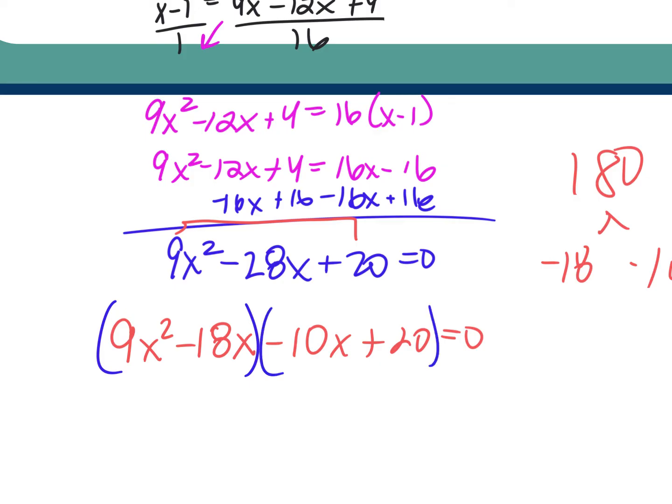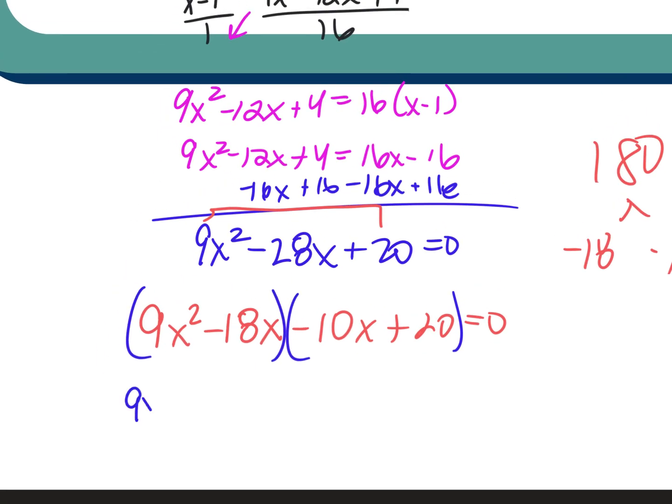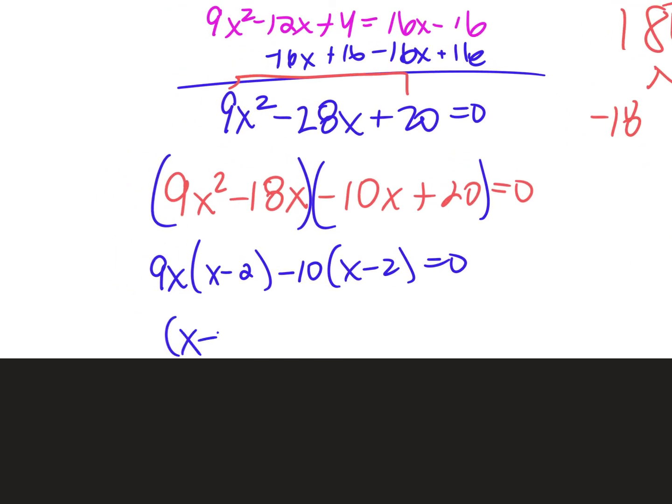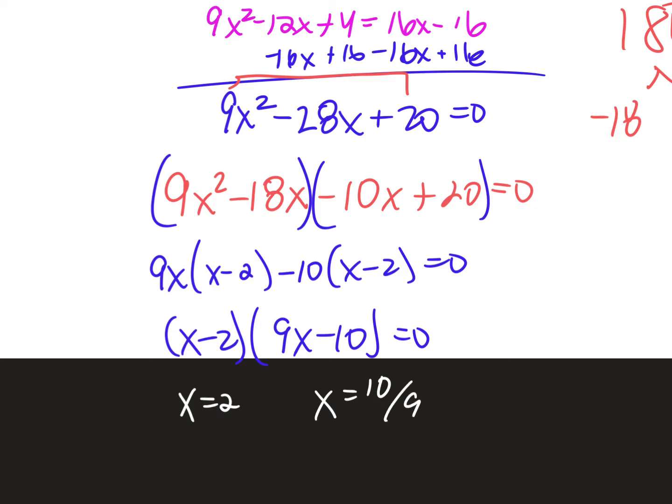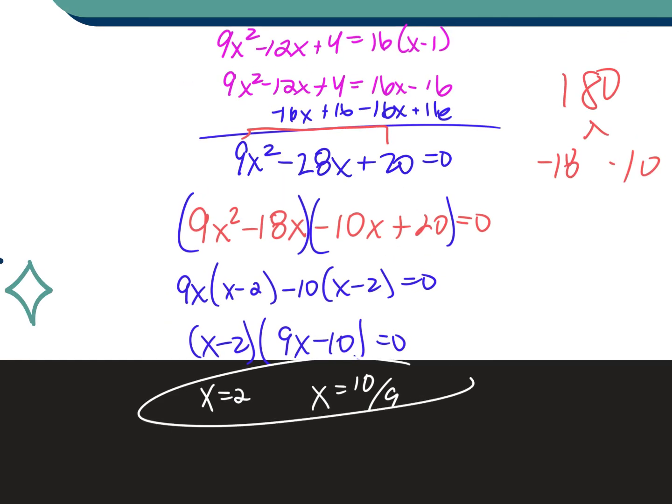Group the first 2 and the second 2. I can take out a 9x, and I'm left with x minus 2. Over here, I can take out a negative 10, and I'm left with x minus 2. So I have x minus 2 times 9x minus 10 equals 0. So I get my two solutions of x equals 2 and x equals 10 over 9. And you need to go back and check and make sure that those both work.